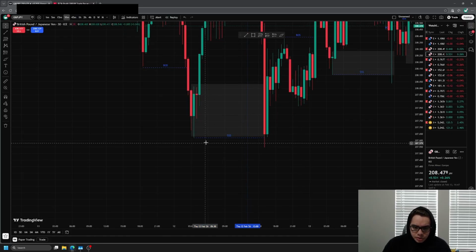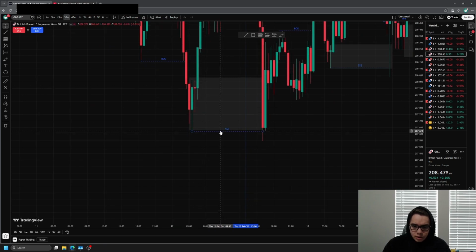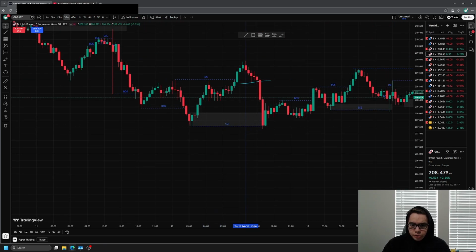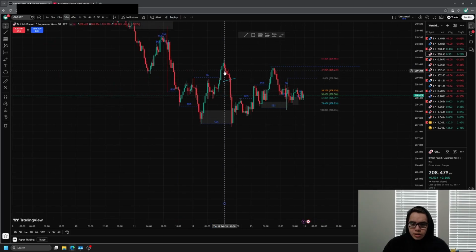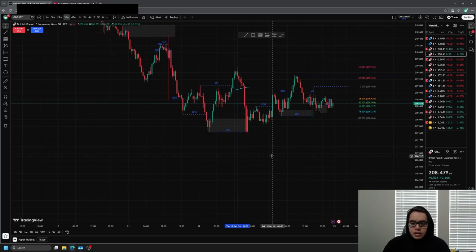We know it's a sweep because the candle did not close below this higher low, right? If the candle had closed, then we would have a market shift to the downside, and we would be looking for sells from this supply zone right here, which the supply would probably be this entire thing. But in this case, we're not looking for sells; we're looking for buys.